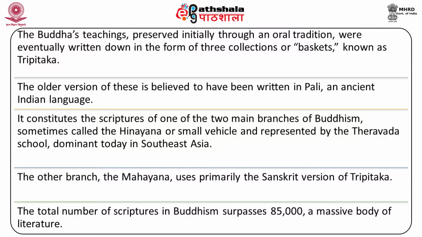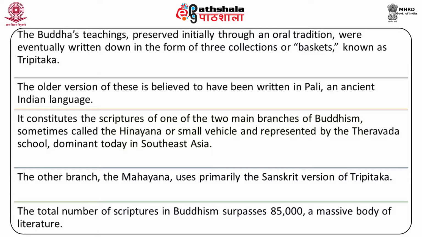The teachings of the Buddha. The Buddha's teachings, preserved initially through an oral tradition, were eventually written down in the form of three collections or baskets known as Tripitaka. The older version of these is believed to have been written in Pali, an ancient Indian language. It constitutes the scriptures of one of the two main branches of Buddhism, sometimes called the Hinayana or small vehicle, and represented by the Theravada school, dominant today in Southeast Asia.